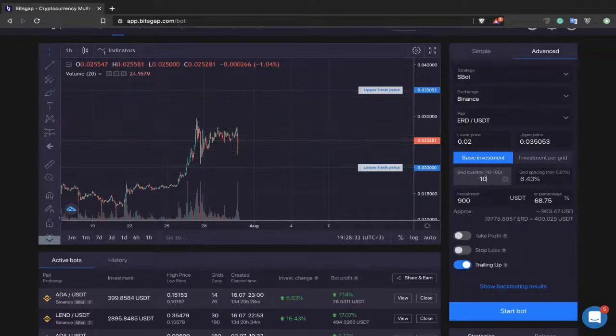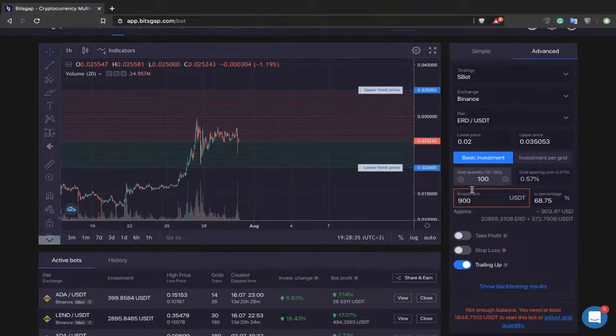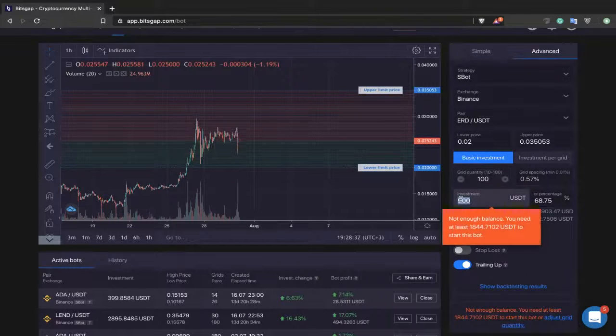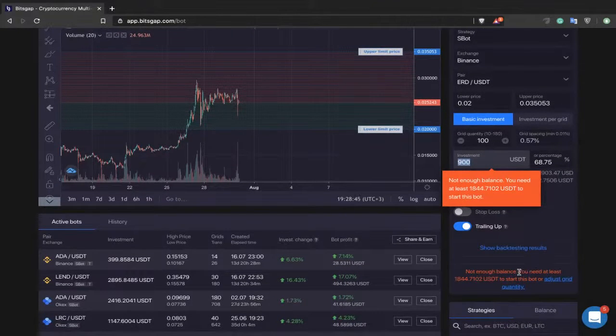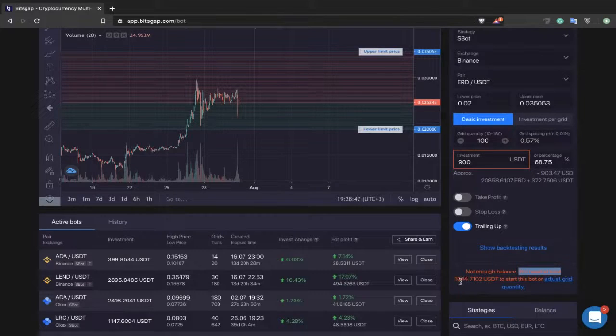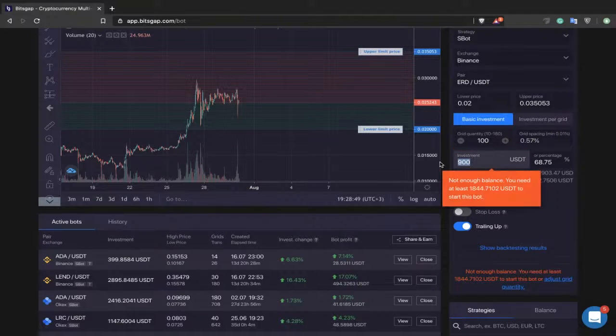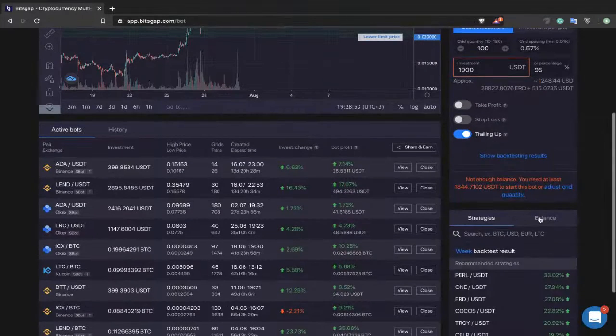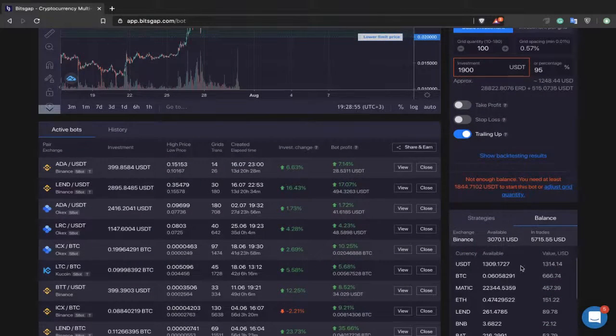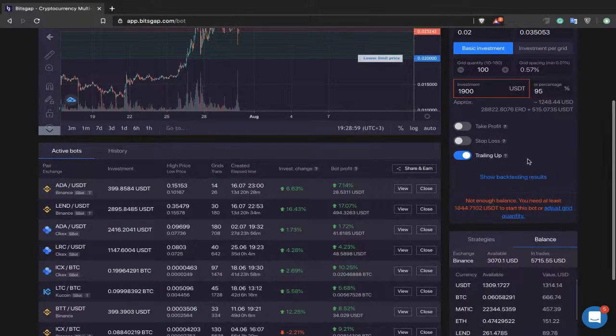Let's say I'm confident to launch the bot with 100 grid levels. In this case, you see the system is telling me that I must have at least 1,800. So I must check my balance to see if I have that amount of USD. It clearly is not enough.